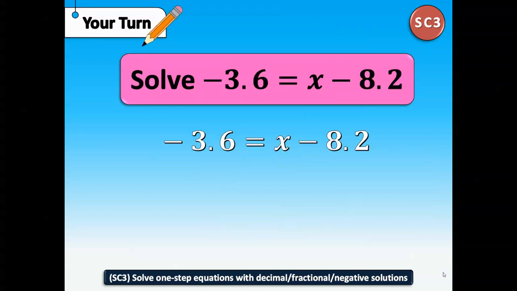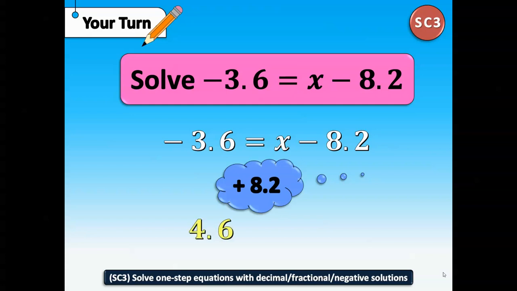Here's a question for you to have a go at. Pause the video, and when you're ready to see what you should have done, press play. So for this one, we want to do the opposite of taking away 8.2. So that's adding 8.2. So minus 3.6 plus 8.2 is 4.6. So x equals 4.6.